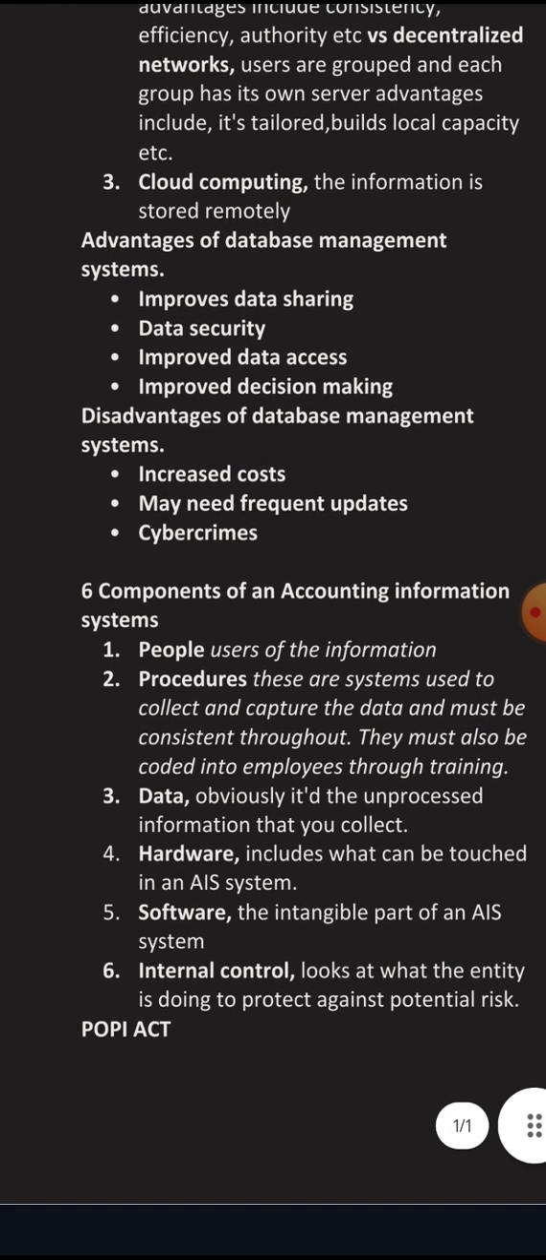And then the last one is cloud computing. So with cloud computing, we're just basically saying that the information is stored remotely. So we are not storing the information on paper. You're just storing the information on a cloud service, for example, Google Drive. And when you store it, it can be accessible by the people you want to access that information, right?